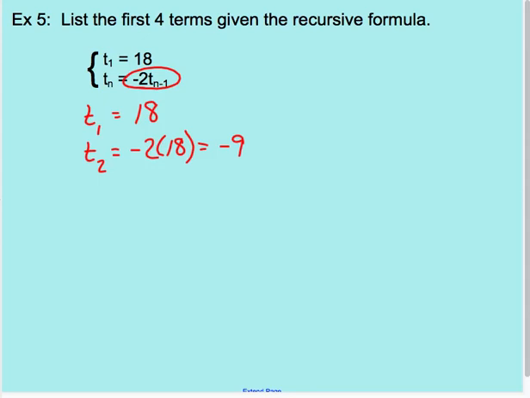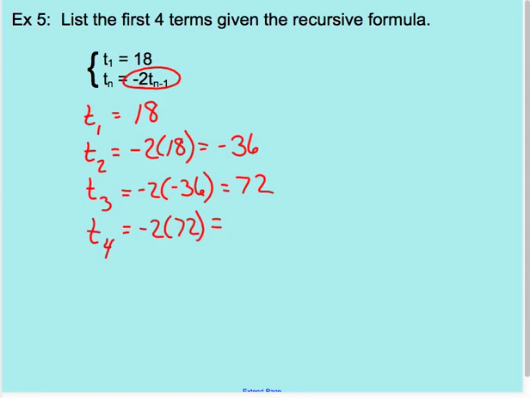Sorry, I divided by 2. My math is a little off today. So we're going to get negative 36 instead. All right, term 3, we multiply by negative 2 again from our previous term. So we get a positive 72. And term 4, we would multiply our previous term by negative 2 and get negative 144.